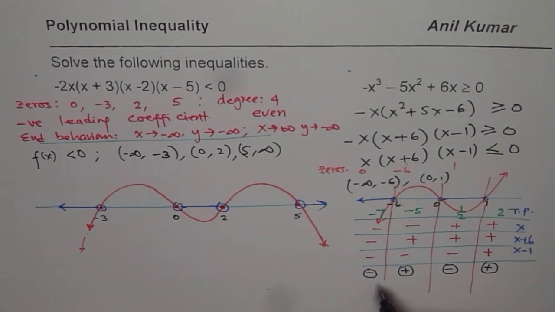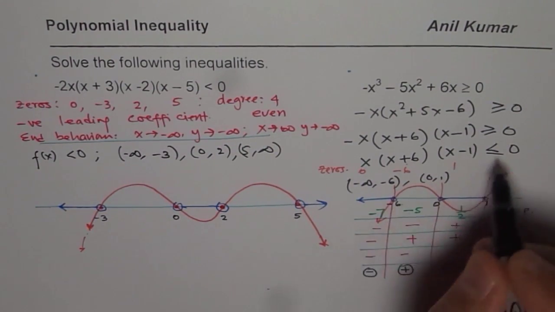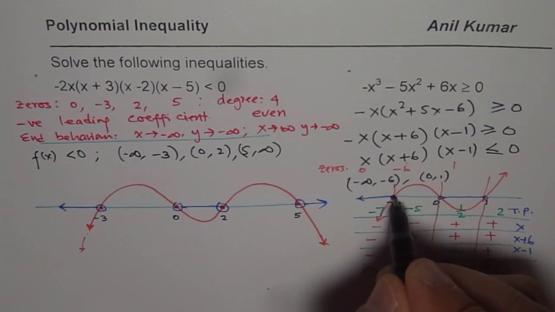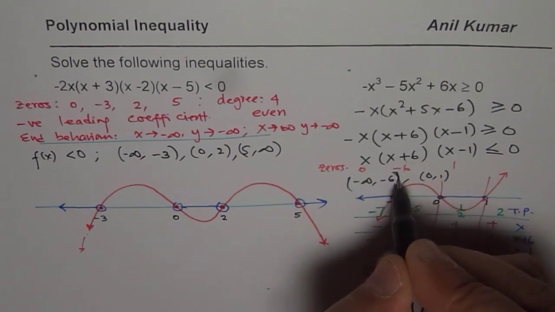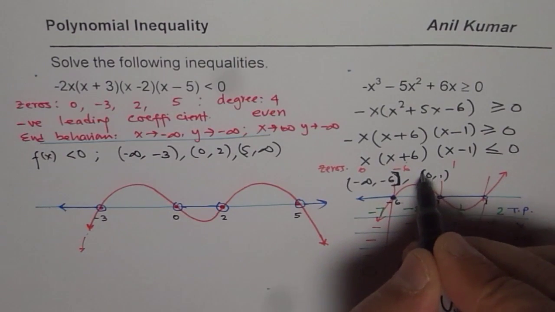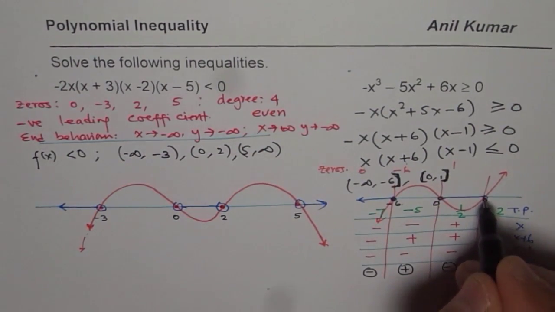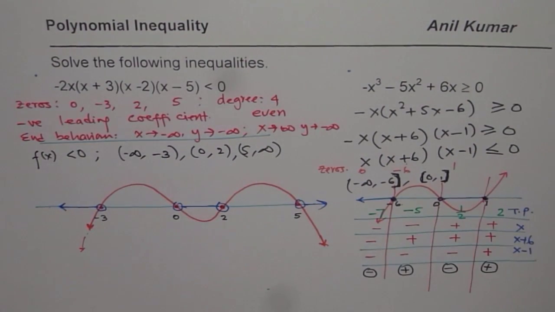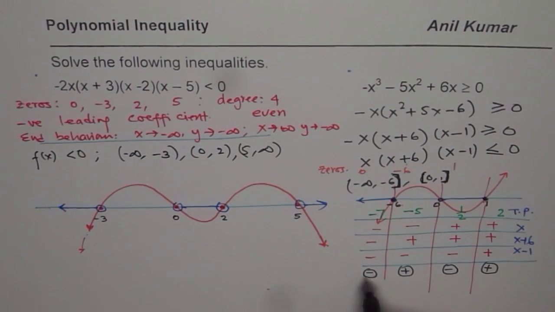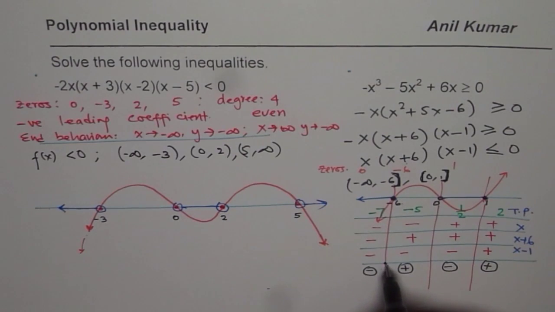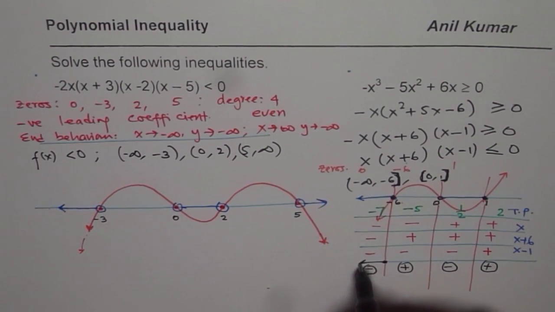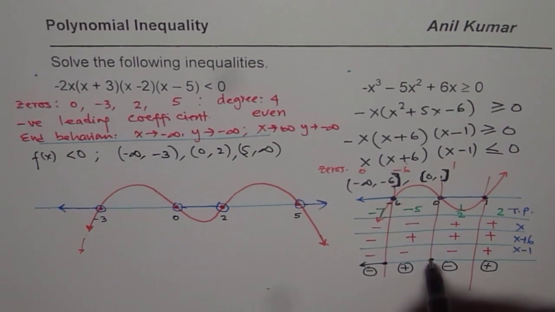Less than or equal to 0 means you are including these points, okay? So this will be included, okay? This will be included, because it is less than or equal to, right? So since we are looking for this negative portion, this point will be included. So in this interval we have a solution, and also in this interval. Do you get the idea?